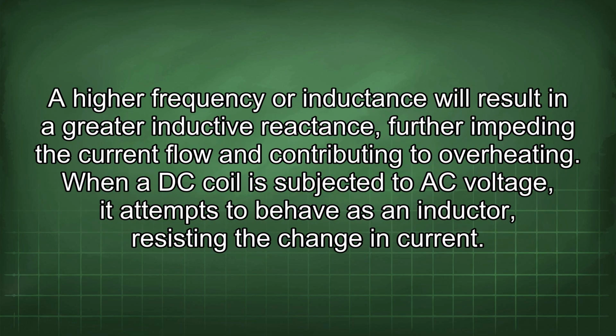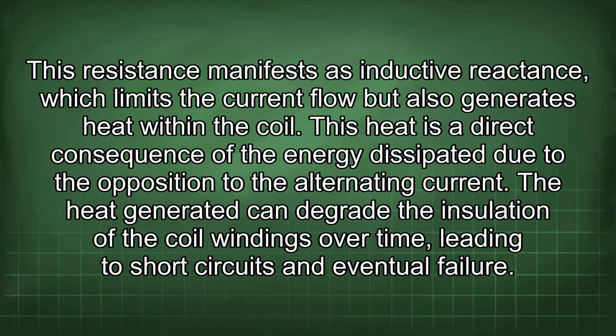A higher frequency or inductance will result in a greater inductive reactance, further impeding the current flow and contributing to overheating. When a DC coil is subjected to AC voltage, it attempts to behave as an inductor, resisting the change in current. This resistance manifests as inductive reactance, which limits the current flow but also generates heat within the coil. This heat is a direct consequence of the energy dissipated due to the opposition to the alternating current. The heat generated can degrade the insulation of the coil windings over time, leading to short circuits and eventual failure.